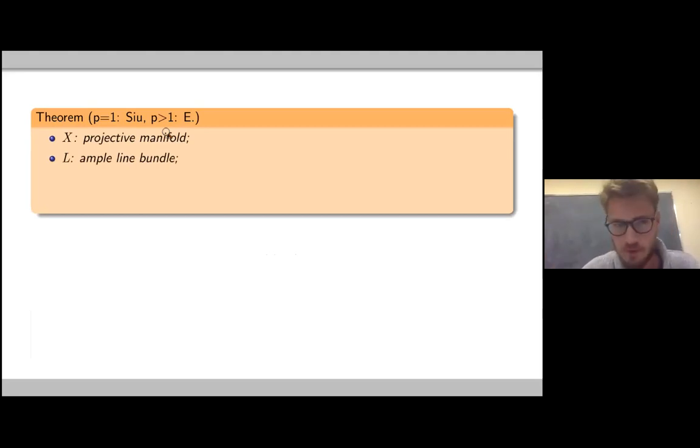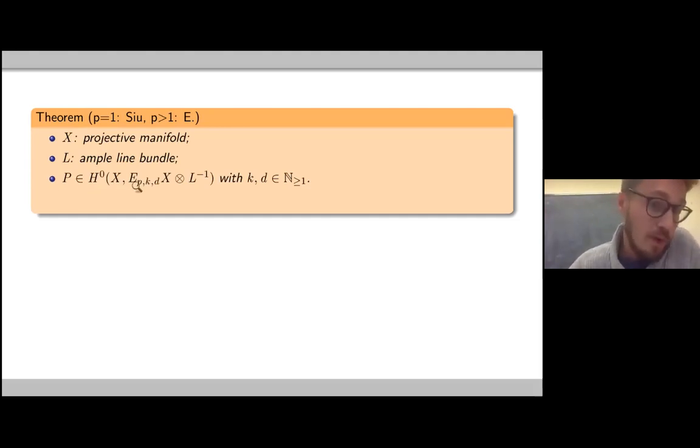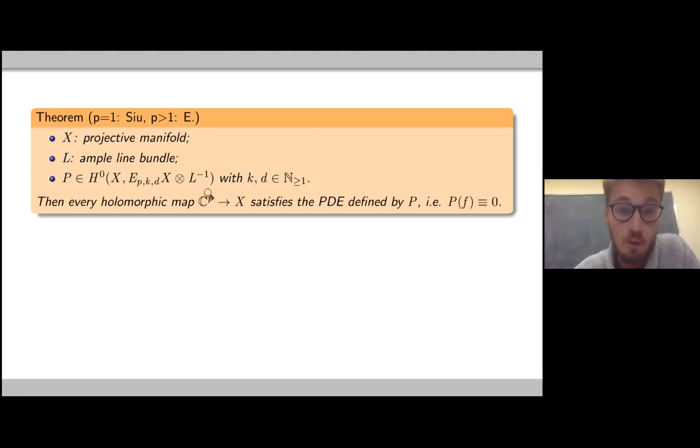I will not define what it means to be ample, but saying that the manifold is projective means that automatically you have such a line bundle, and fixing one means that you, in some way, fix a way to embed your abstract projective variety into projective space. And if we have a global section of this vector bundle which vanishes along L for some k, d, then the conclusion is that every holomorphic map from C to X must satisfy the PDE that is defined by P.